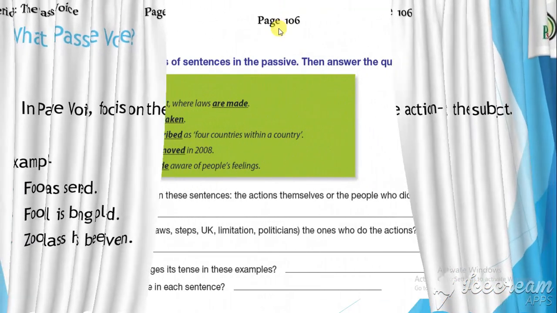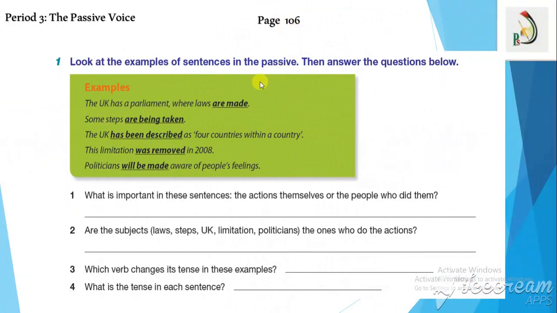Let's move to page number 106. Look at the examples of sentences in the passive, then answer the questions below. Example: the UK has a parliament where laws are made. As you know, in passive the main verb is always past participle. The auxiliary verb can be changed according to the time of the tense, but the main verb remains past participle. Here, are made. Which tense is it?